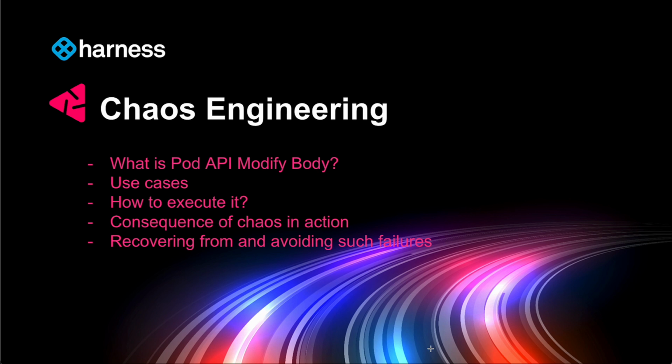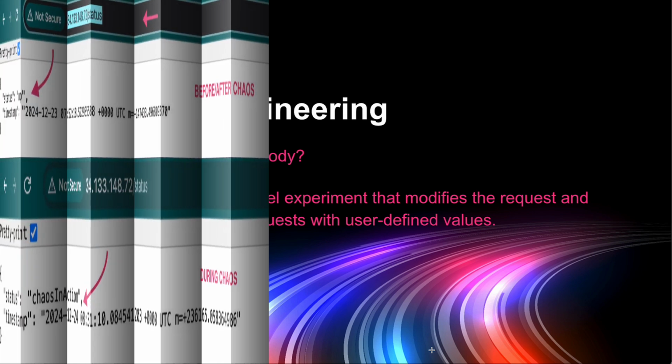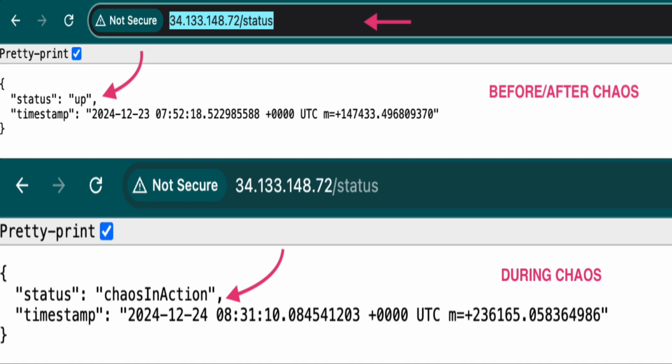In this video, you will learn what the Pod API Modify Body chaos fault is, its use cases, how you can configure and run it, its consequences on the target application, and how you can avoid and recover from such failures. Pod API Modify Body is a Kubernetes pod-level experiment that modifies the request and response body of an API by replacing it with user-defined values.